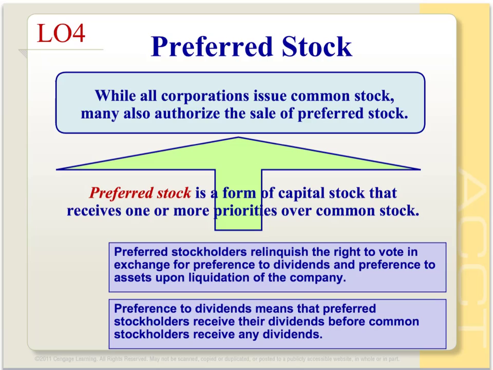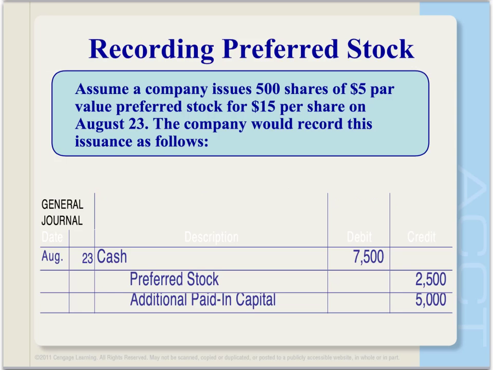Usually preferred stockholders relinquish the right to vote in exchange for preference to dividends and preference to assets upon liquidation of the company. Preference to dividends means that preferred stockholders receive their dividends before the common stockholders receive dividends. And we're going to go ahead and take a look at a couple of examples. But first of all, let's go ahead and look at how we record preferred stock.